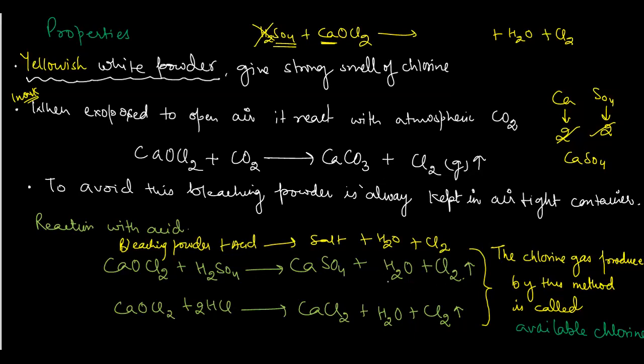इस तरह से जो chlorine gas हमको मिलती है, that we call available chlorine. It means that when bleaching powder is treated with acids and we get the chlorine back, this chlorine obtained by reacting bleaching powder with acid is called the available chlorine.